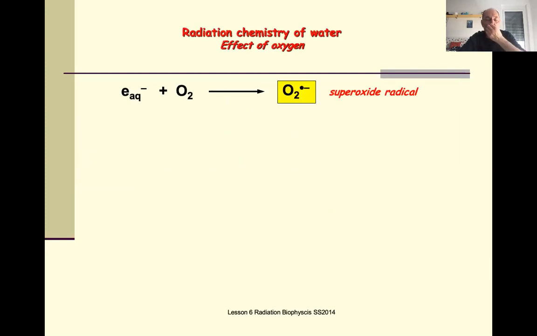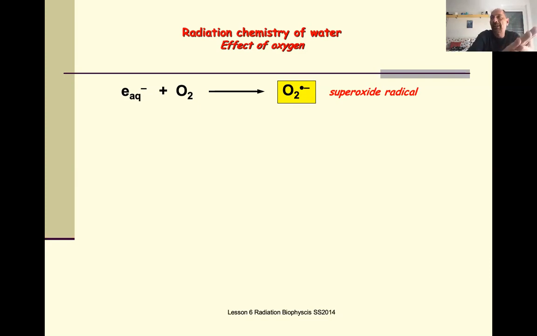Now, what exactly happens in the presence of oxygen? This is extremely important in radiation biology. Of course, you know that in our body we have oxygen. We have oxygen virtually everywhere because we need oxygen to keep the tissue healthy. And this oxygen is generally in the form of molecular oxygen, so it's O2.